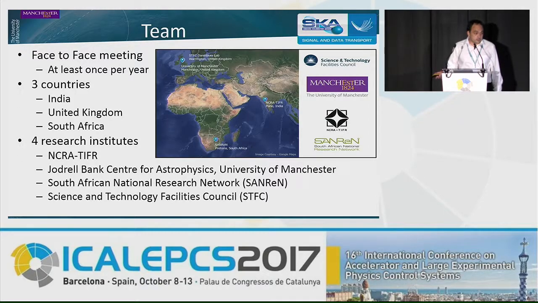So this slide here shows how distributed we are. There's myself and a colleague at STFC based up here in the UK, and we have a colleague down here in South Africa, and we're orchestrated by a team here in NCRA in Pune, India. And these are the particular institutes that constitute the SAT-LMC team. We try and meet at least once a year, budget dependent.